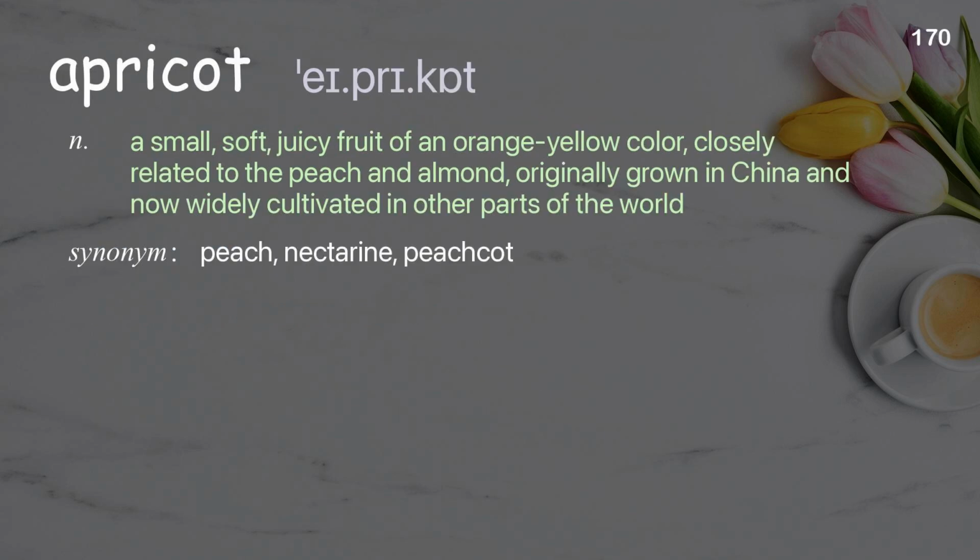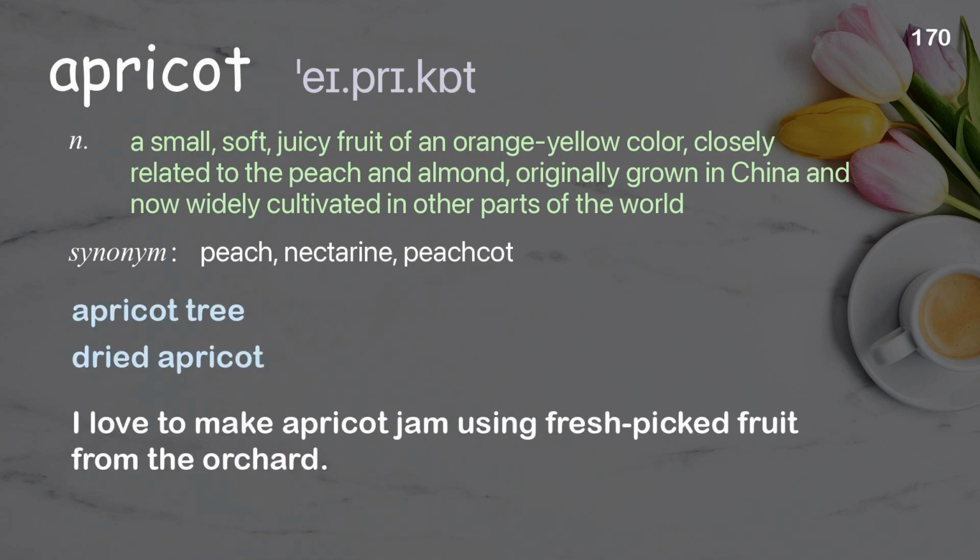Apricot. A small, soft, juicy fruit of an orange-yellow color, closely related to the peach and almond, originally grown in China and now widely cultivated in other parts of the world. Examples: Apricot tree, dried apricot. I love to make apricot jam using fresh picked fruit from the orchard.